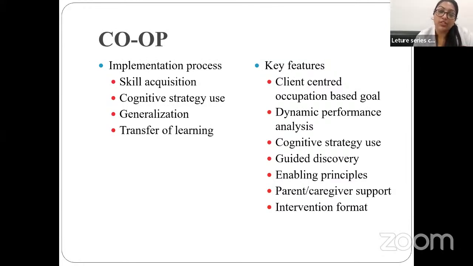Skill acquisition. First of all, again, we have to identify the skill that we need to acquire. Now we have to identify cognitive strategy use, how we will use our different cognitive strategies to apply to that particular skill. Now we will generalize, again we will practice it to generalize it into the daily performance, and transfer of learning, to transfer that learning, clinical learning, into the routine life of the patient.